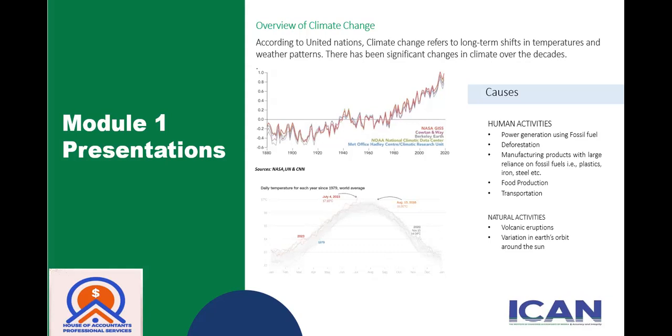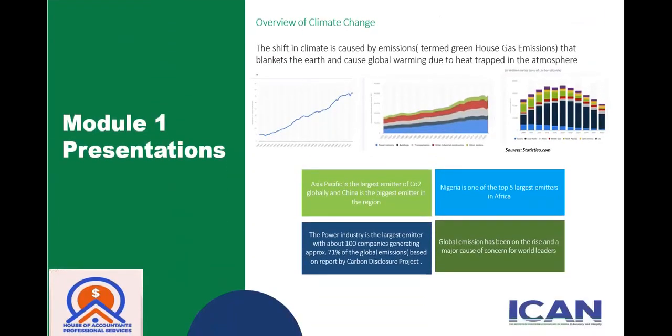Okay, now let's move on. Then we also have natural activities that actually affect the climate. We have volcanic eruptions, we have variation in Earth's orbit around the sun and the light. So that is not where we are actually going. We are just trying to introduce what climate change is all about, and as accountants, what is our role in reporting this particular climate change, and what is the standard that we have to apply.